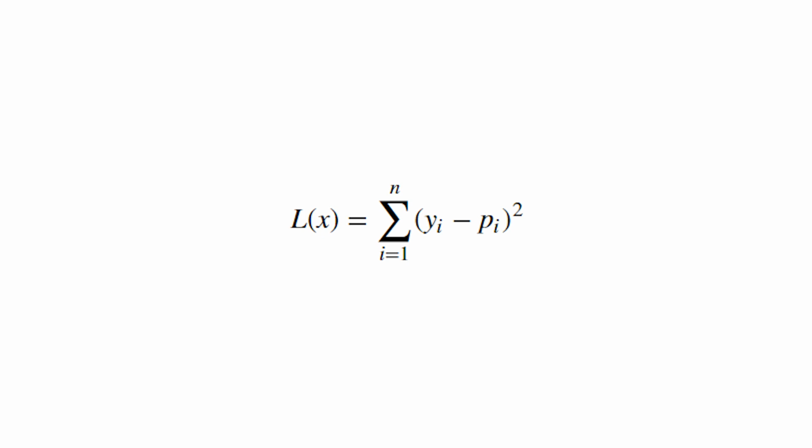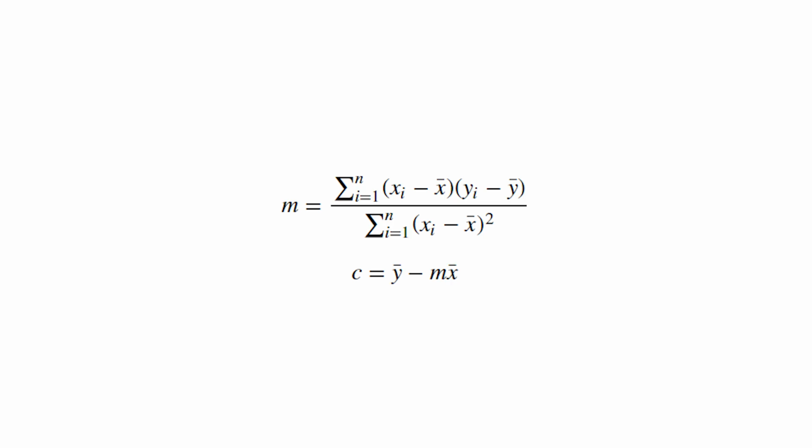And now that we've determined the error or loss, the only thing left to do is to minimize it. And this is done by finding the partial derivative of L, our loss function, and equating it to zero, and then finding an expression for m and c. And when we do the math, we are left with these equations. Here, x bar is the mean of all the values in our input x, and y bar is the mean of all the values in our desired output y.